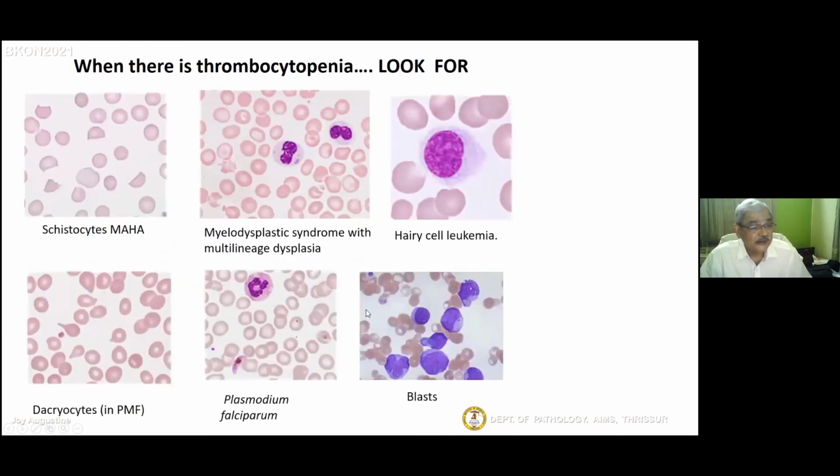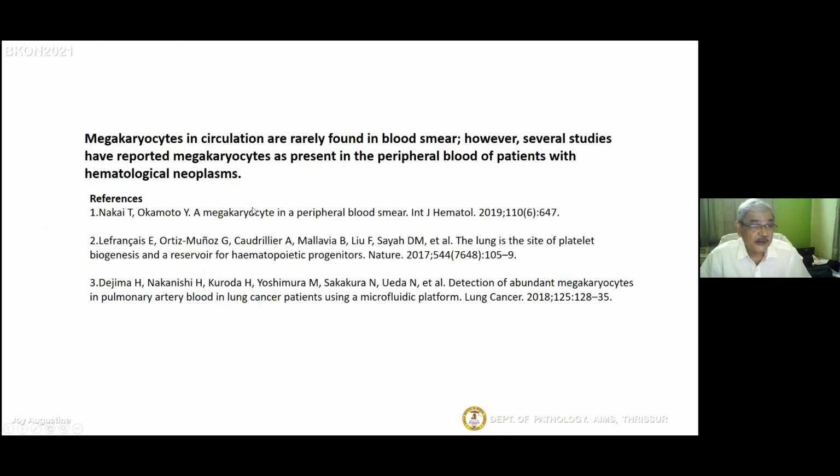Now, this is just a picture showing the same thing. Vivax, hairy cell leukemia, myelodysplasia, cystocytes in Maha, and acrocytes in myelofibrosis. Now, megakaryocytes in circulation are rarely found in the blood smear. However, several studies have reported megakaryocytes as being present in patients with hematological neoplasms. Several references for this, but I have not yet seen a megakaryocyte in the peripheral smear so far.